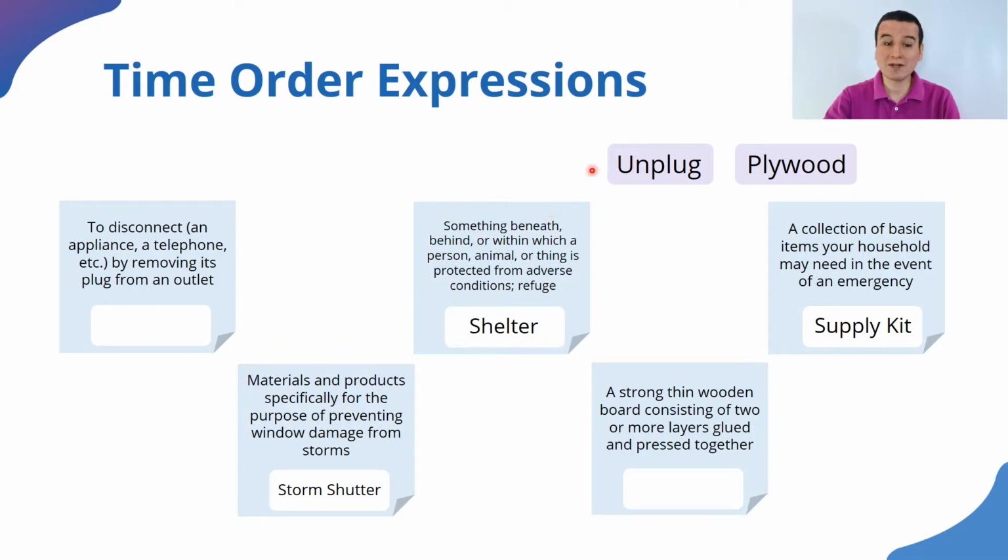What is to unplug? Unplug is to disconnect, for example, an appliance, a telephone, etc., by removing its plug from the outlet, from an electric outlet. What is plywood? It's wood that has plies, that has layers. A strong, thin wooden board consisting of two or more layers glued and pressed together. That is plywood. All right. Thank you very much for completing that activity.